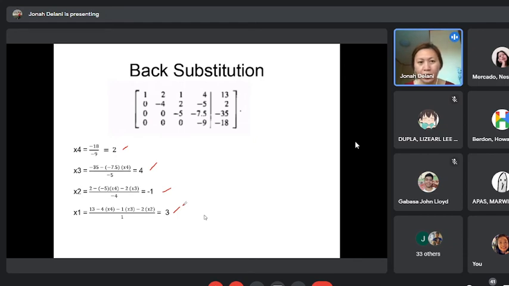I will be posting an assignment for this, an activity for this, and then mag-test ta next week. So mag-meet ta next week na. Wala pa eh. May na ba next week? I think May na next week.